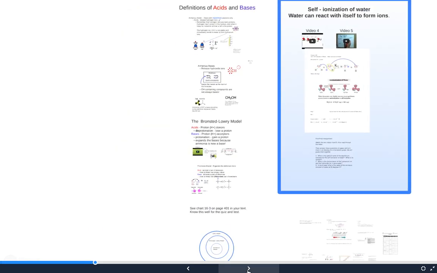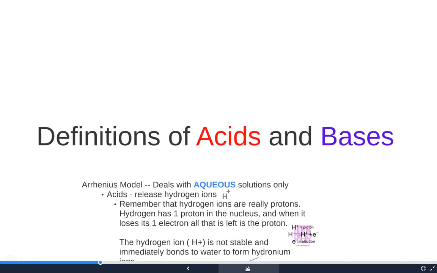Okay, so that's going to bring us to this portion here. Definitions of acids and bases. I'm going to go back to the notes for a minute because we're going to get to the Arrhenius model, but I want to go back and look at the notes real quick.